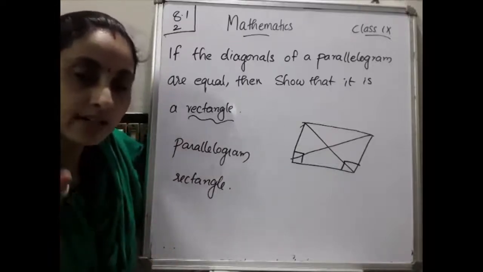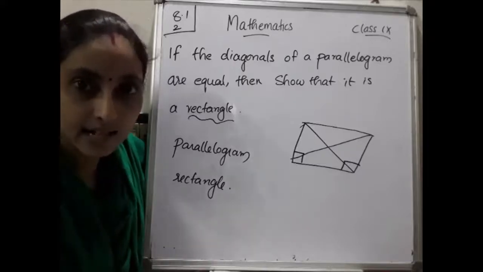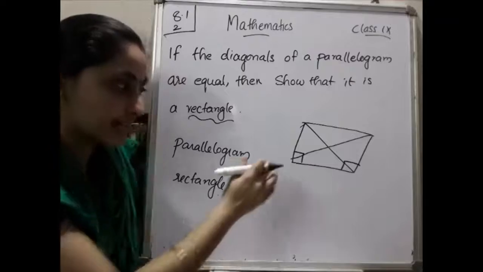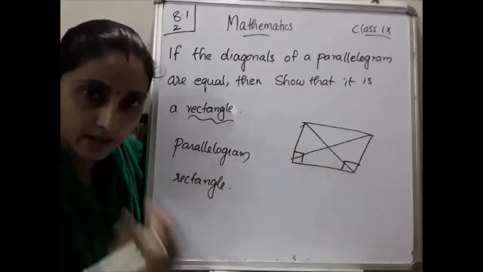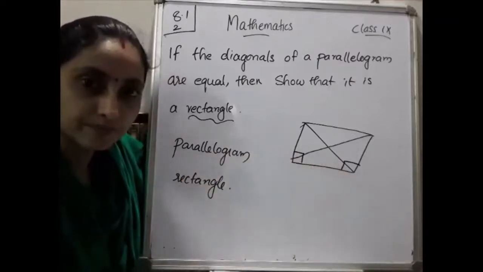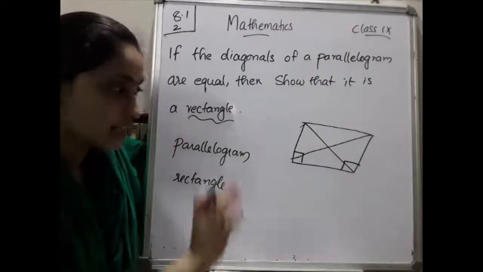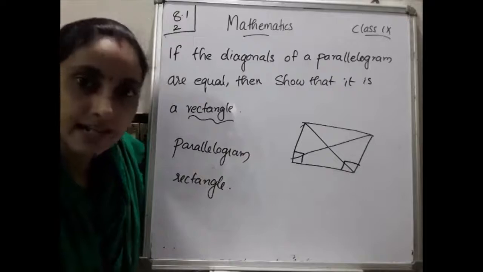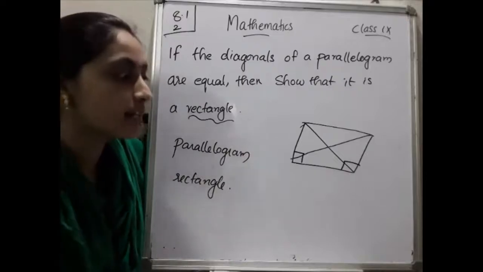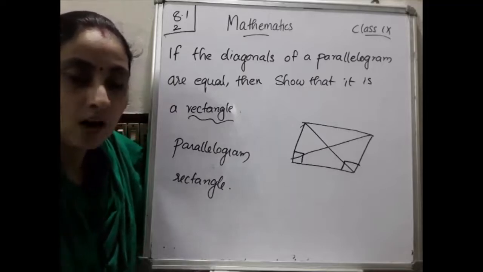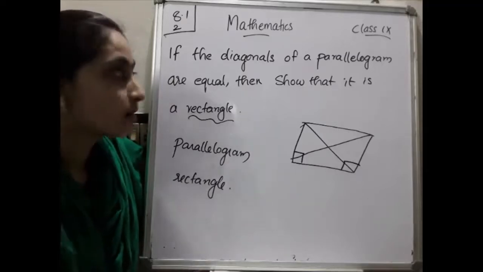If they are congruent, by CPCT the angles are equal. So the sum of this angle and this angle should be equal, and they are co-interior angles. Co-interior angles are supplementary, so the sum is 180 degrees, but they are equal. Then we can say each angle should be equal to 90 degrees. This is the outline of the problem.